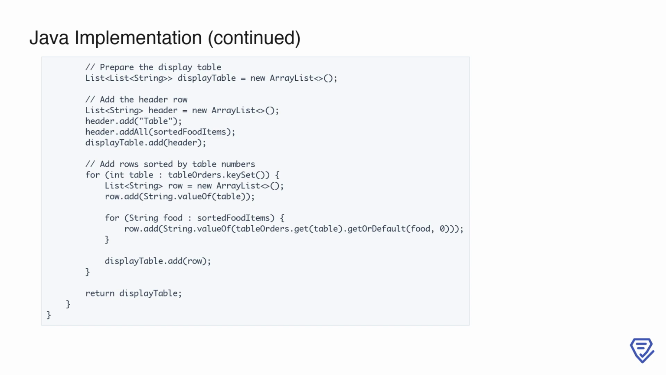Next, we iterate through the sorted table numbers from the table orders map. For each table, we create a new row that starts with the table number as a string. Then, for each food item in the sorted list, we retrieve the count of that food item for the current table using the getOrDefault method, which provides a default value of 0 if the food item was not ordered at that table. These counts are converted to strings and added to the row. Once the row is fully populated, it is added to the display table. After processing all tables, the complete display table is returned as the result, providing a structured and sorted representation of food orders across all tables.